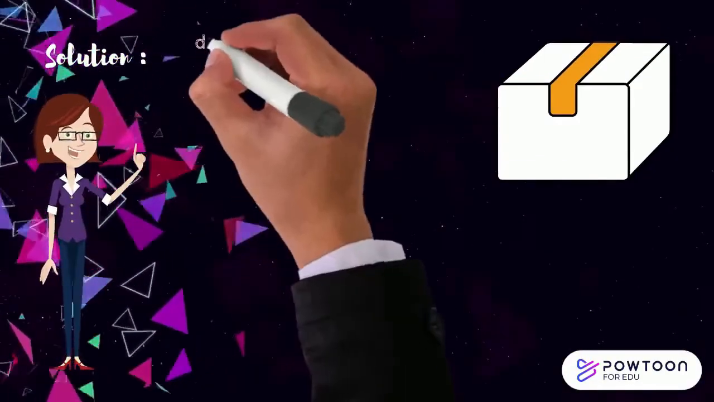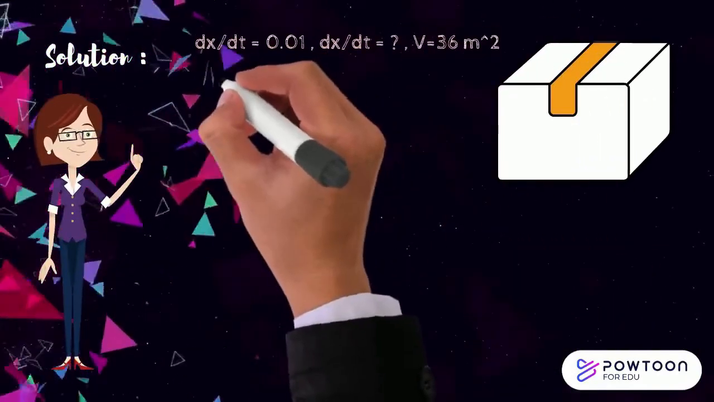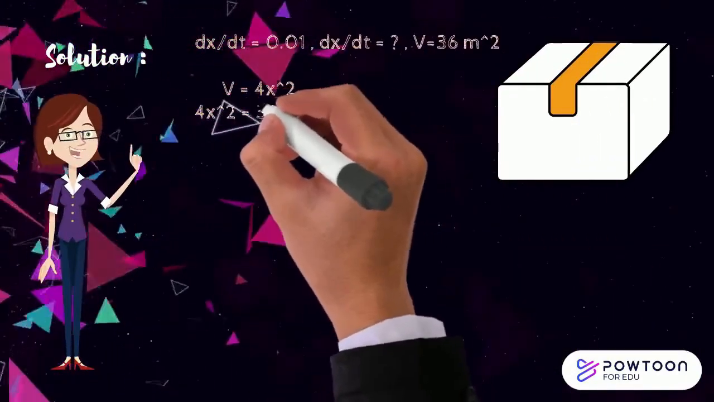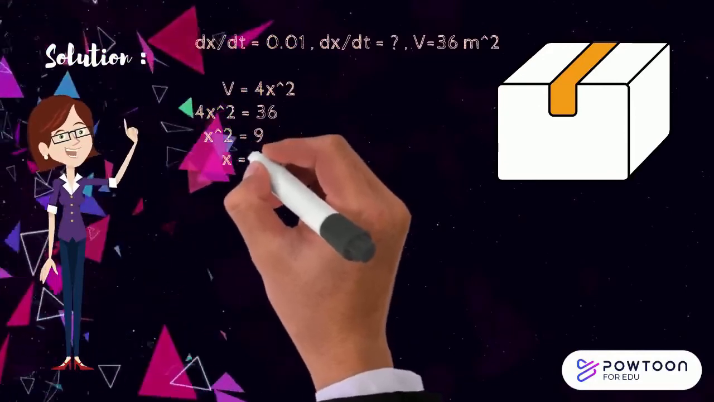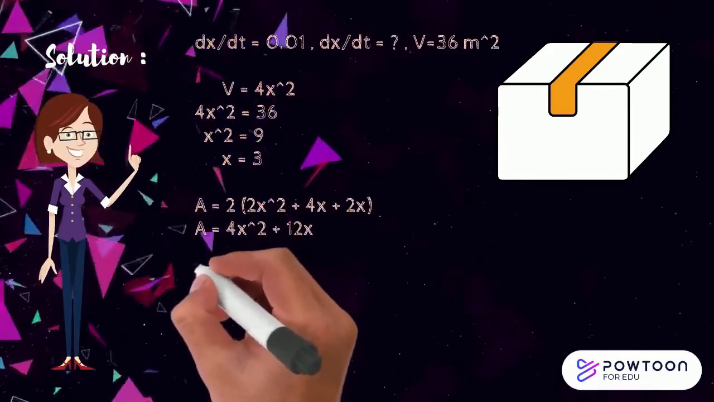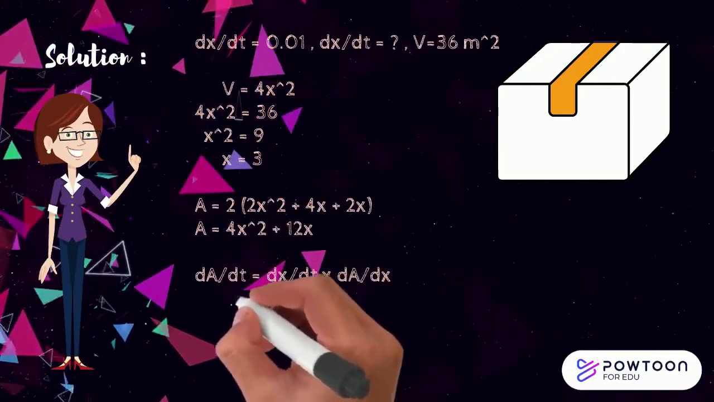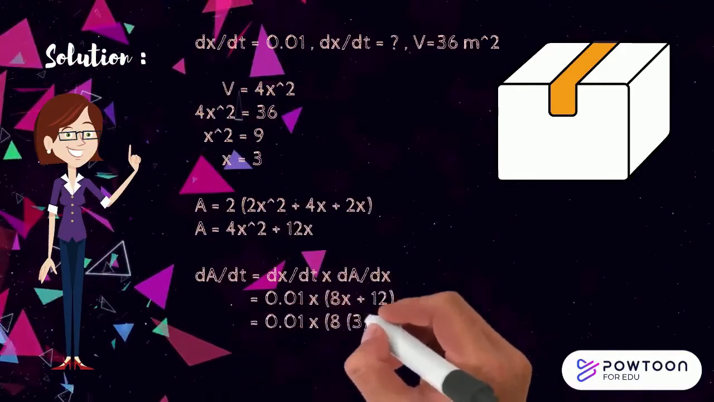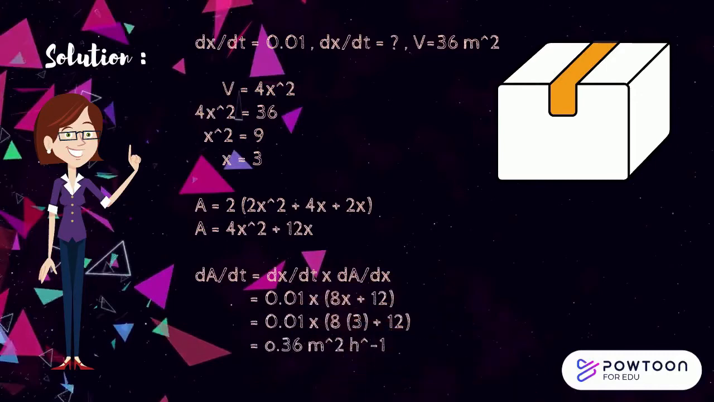So, from the information given, we can determine that the width expanding at the rate of 0.01 meter per hour is dx over dt. So, our dx over dt is equal to 0.01. Then, the statement also gives us that the volume is 36 meter cube. So, V is equal to 36.